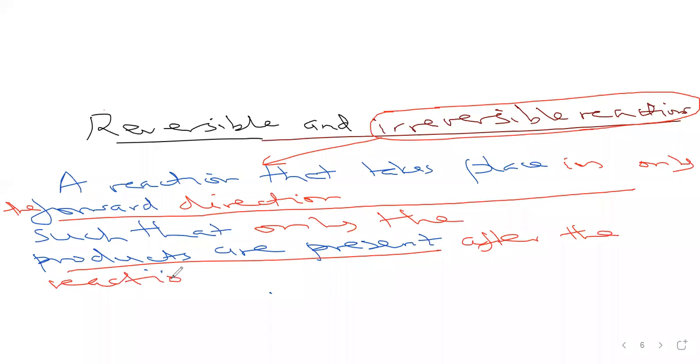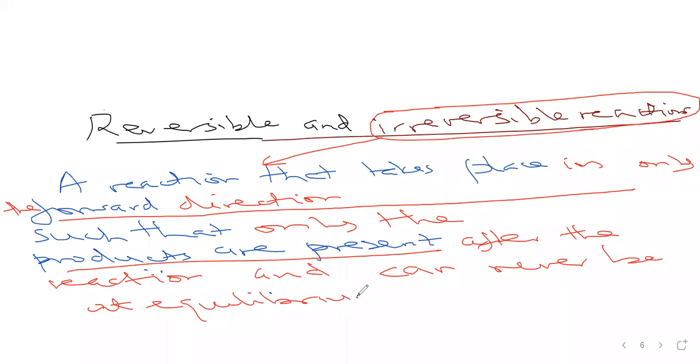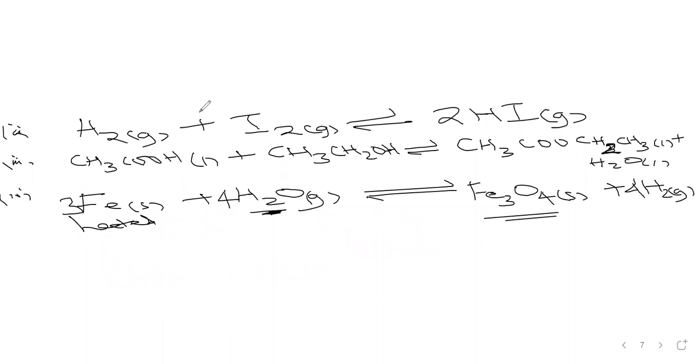And can never be at equilibrium. Hope I'm a bit clear with such a definition. I've already given you examples of irreversible reactions. I've already given you one example. Let's look at more examples.